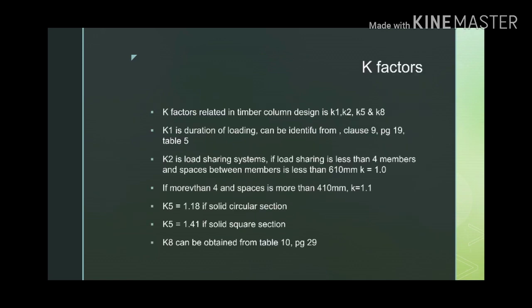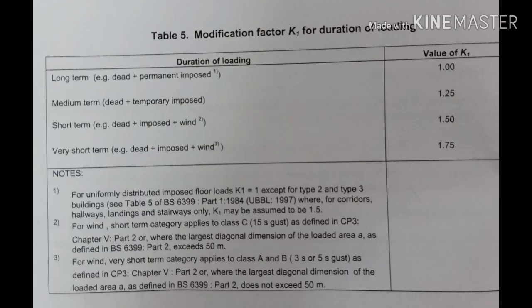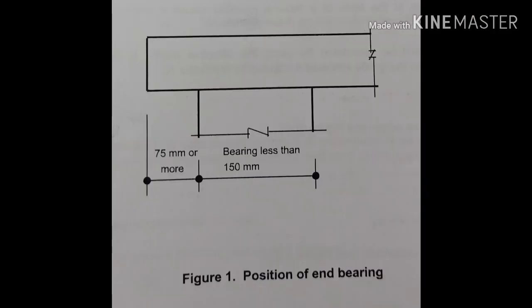The next step is to identify the K factors. As before, the K factors related to column design are K1, K2, K5, and K8. K1 is the duration of loading, which can be identified from clause 9, page 19, table 5. And then we have K2. K2 is the load sharing system.